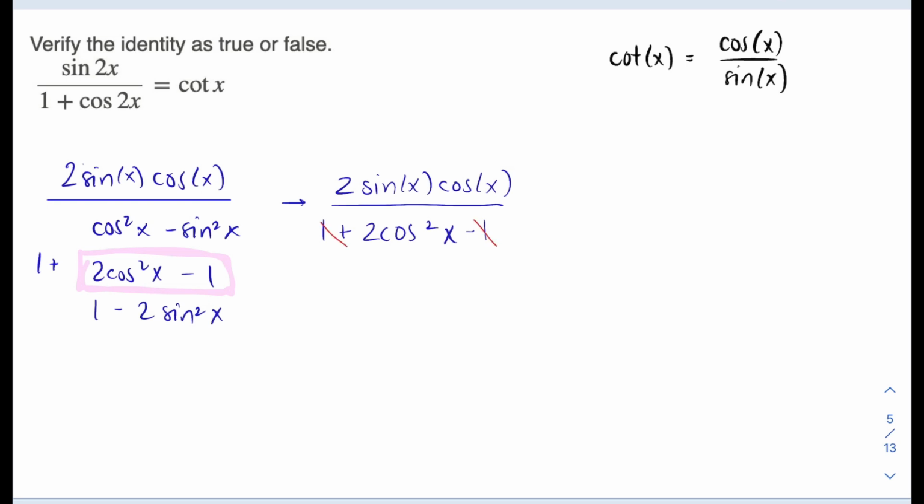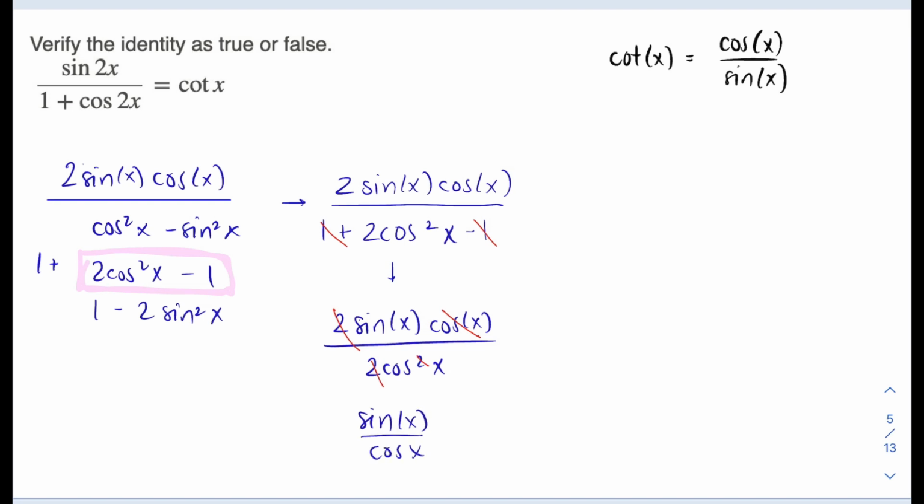So we'll see our 1's cancel. So now I have 2 sine of x cosine of x all over 2 cosine squared of x, and I can start canceling because everything's being multiplied together. So 2 divided by 2 cancels, cosine divided by cosine cancels, and I am left with sine of x over cosine of x. So, unfortunately, after all of that work, we have simply verified that this is false. These two are not equal.